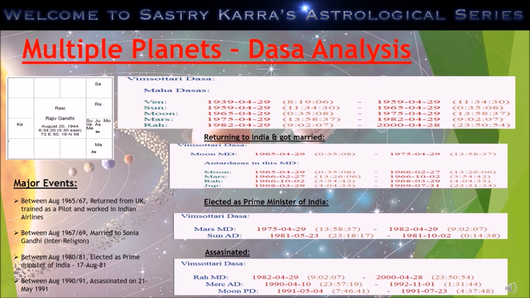Then from 66, oh, it's still Mars. Okay, Rahu is the one. Moon Mahadasa and Rahu Antardasa. It started in October 1966 and completed in March 1968. So let's go and look at Rahu.